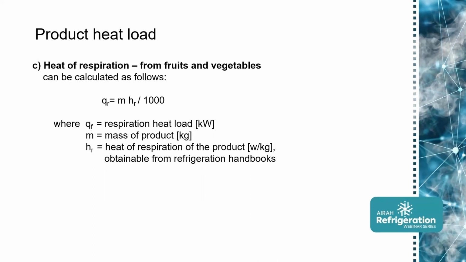Now, the last one. If fruits and vegetables are stored in the room, even though they are harvested, they're still actually living and they respire. So from fruits and veggies, we've got another source of heat called the heat of respiration. The formula for it is shown here, which is QR equals M HR divided by 1,000. HR here is the heat of respiration of the product. The unit of measurement here is watts per kilogram. Hence, we divide by 1,000 as shown in that formula.